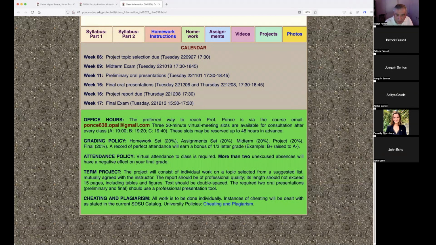Grading policy. Homework set, 20%. Assignment set, 20%. Midterm, 20%. Project, 20%. Final, 20%. So you have 5 grades, basically. The homework set is 7 homework. And the assignment set, I believe, is 12. So the collection of all the homework is one grade. The collection of all assignments is 1 grade.